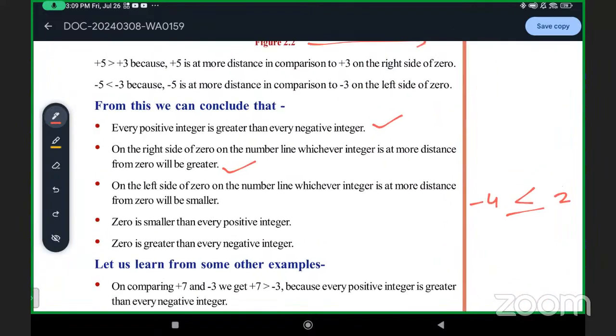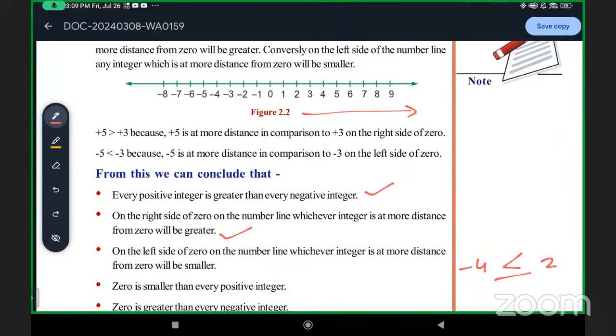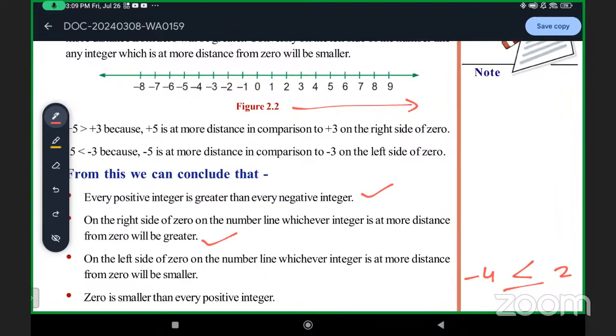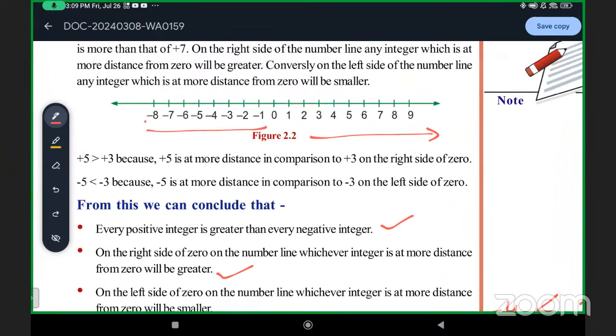So now, on the left side of 0 on the number line, whichever integer is at more distance from 0 will be smaller. This is my left side of the number line. The more distance it is from 0, the smaller it will be when we are talking about negative integers. This is my negative side. This is my positive side. 0 is known as neutral. Neutral means it's neither positive nor negative.